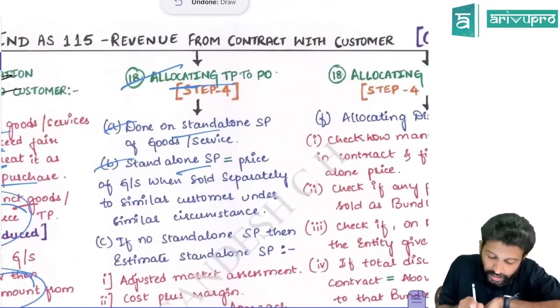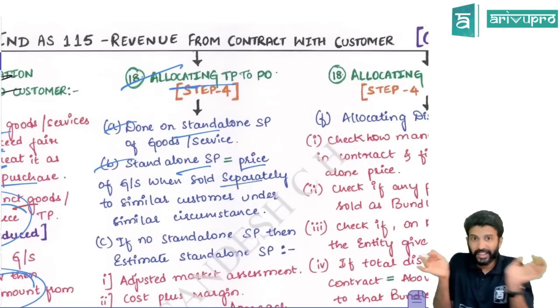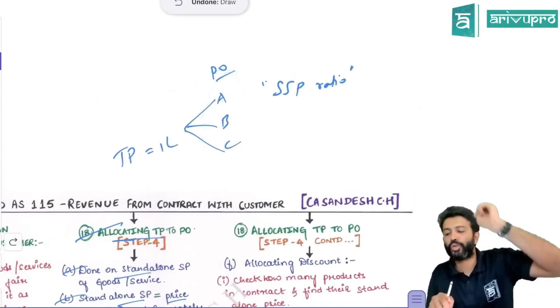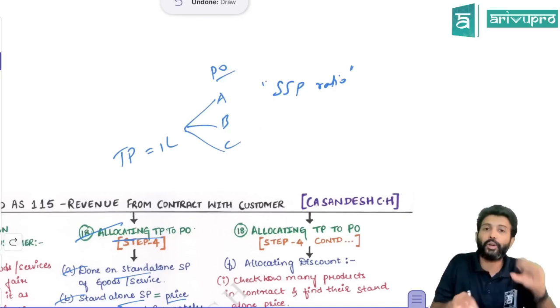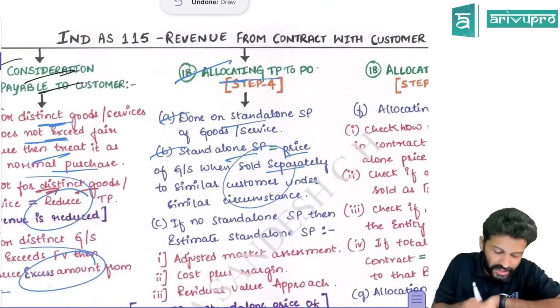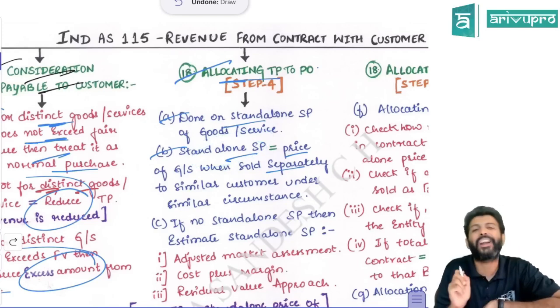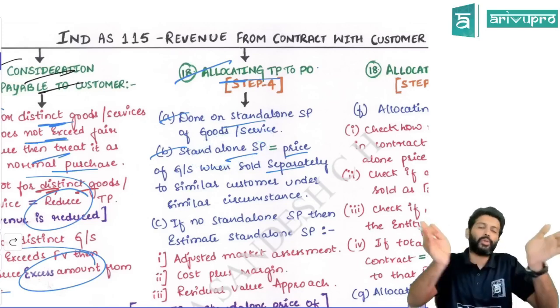Again, I tell you, standalone selling price means if these goods were sold separately. Now you have done it as a bundle; it's sold as a bundle. If you didn't do a bundle sale, if the goods were sold separately to a similar customer under similar circumstances, what would be the price? That particular price only we call the standalone selling price. Okay. And on that standalone selling price, we will do the allocation.